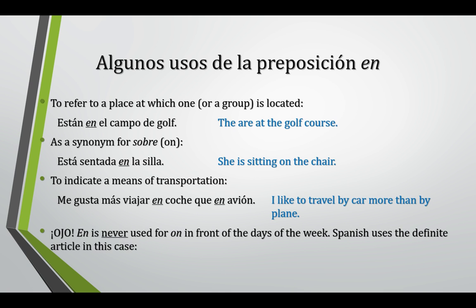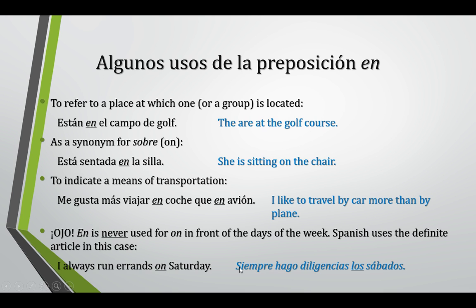Ojo, another caution. En is never used for on in front of the days of the week. Spanish uses the definite article in this case, and this is another mistake that's often made by students learning Spanish because we always say on in front of the weekday. For example, on Monday, on Tuesday, etc. For example, in English, I always run errands on Saturday. But in Español, you never use en in front of the days of the week.